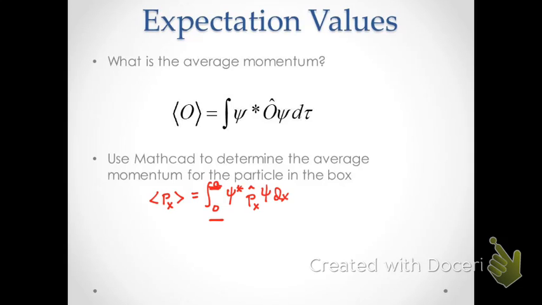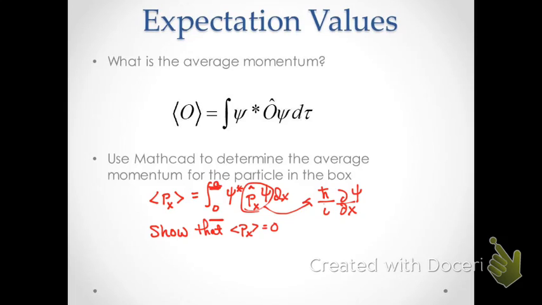So we're going to take our momentum operator, which remember is equal to h bar over i d by dx. That part of the integral just becomes h bar over i times the derivative of psi with respect to x. So on the previous slide, we showed that the derivative was a cosine function. So we're going to substitute that into our integral, and we're going to do the integration.